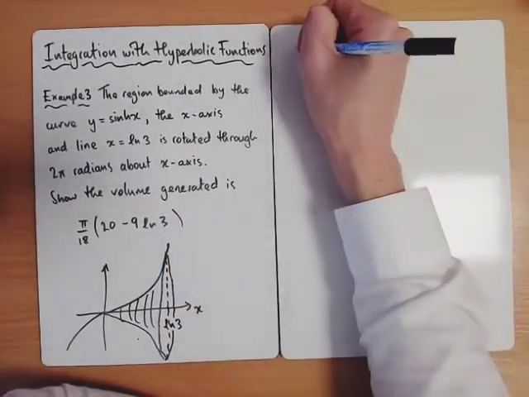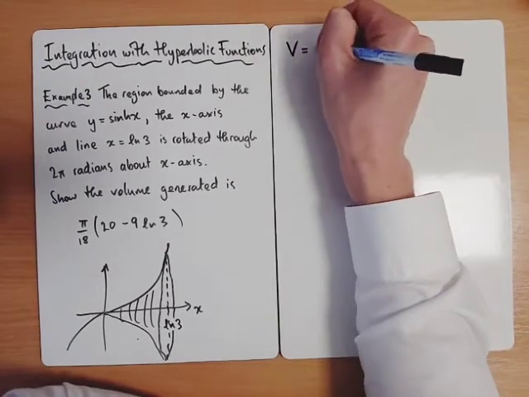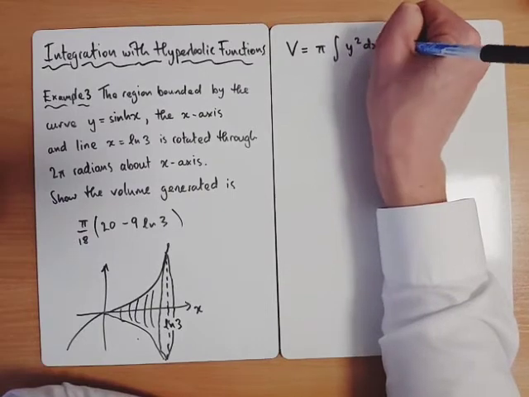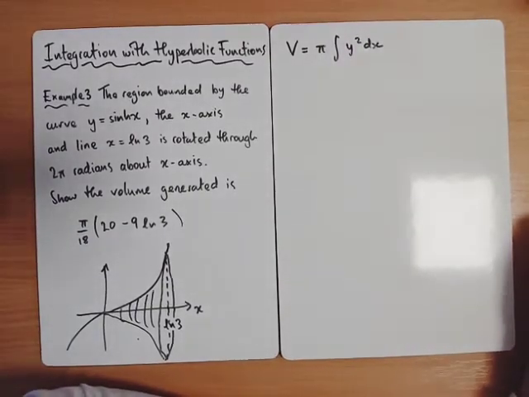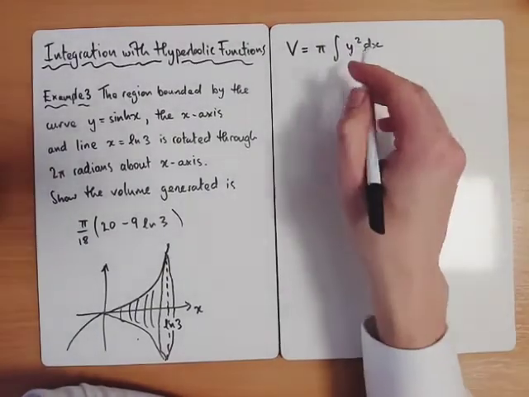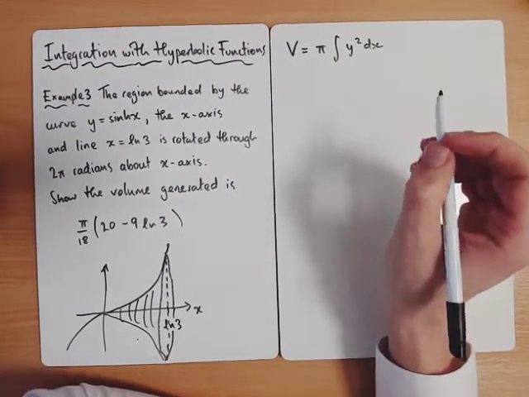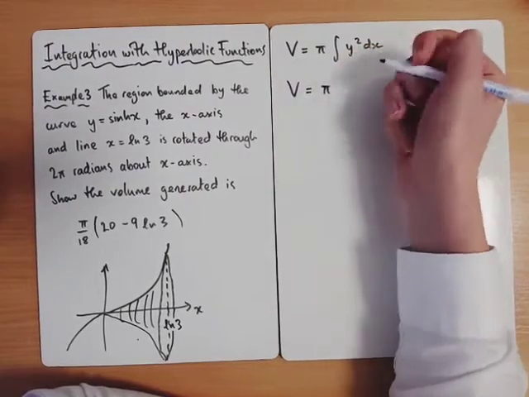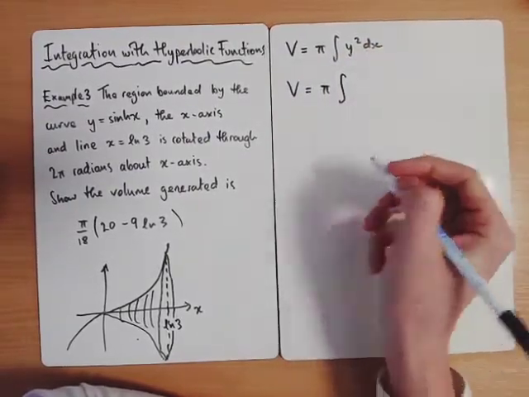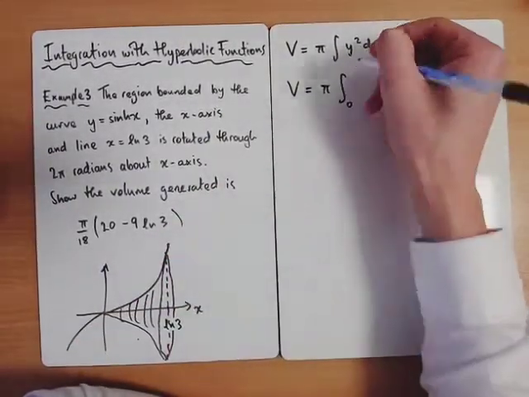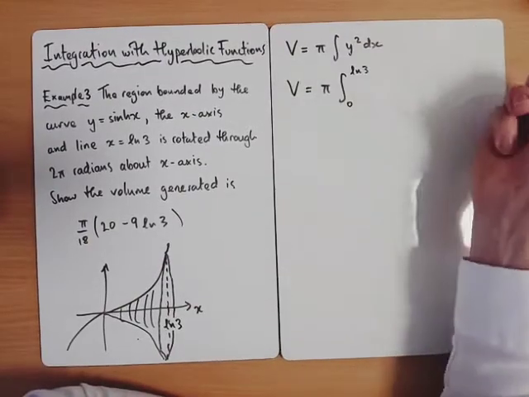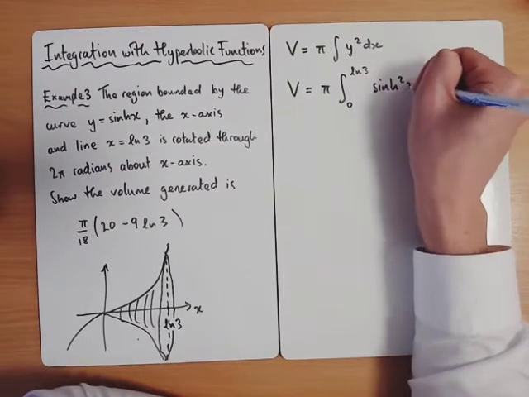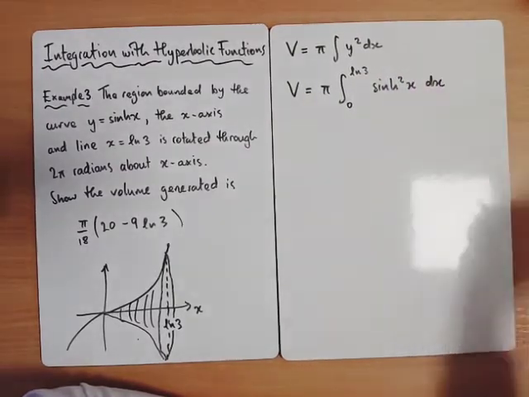Okay, something we should remember from last year, the volume is equal to pi times the integral of y squared with respect to x. And that's our formula. If it's rotated about the x-axis, we square the function, and then we integrate with respect to x. So let's start by setting up our integral. We're going to integrate from 0 to ln3, y squared, which would be sinh squared x, with respect to x.